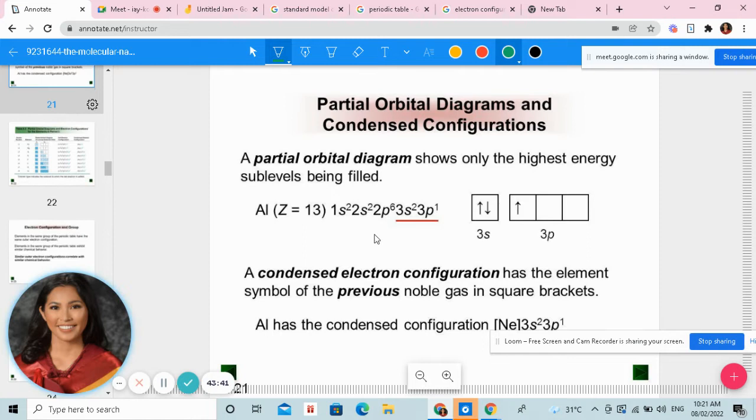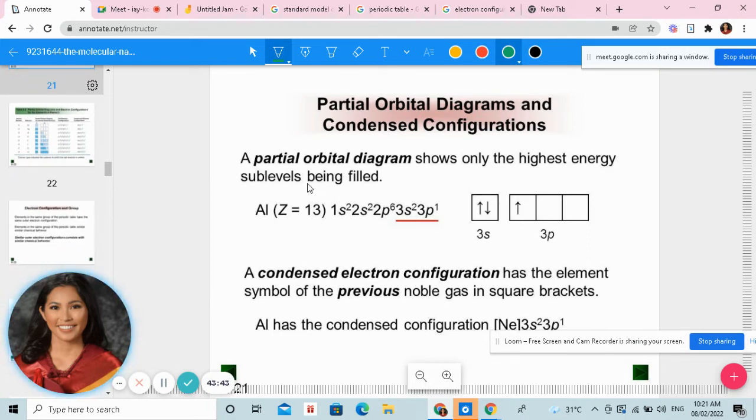Okay. So we have configuration. Okay, writing partial orbital diagram. When you write the partial orbital diagram, only the highest energy sublevels are being filled. Highest energy sublevels. Because it's sublevels, duha siya ka types, s and p. Okay, highest, so we have 3s2 and then 3p1. Because it's partial orbital diagram, only the highest energy level.